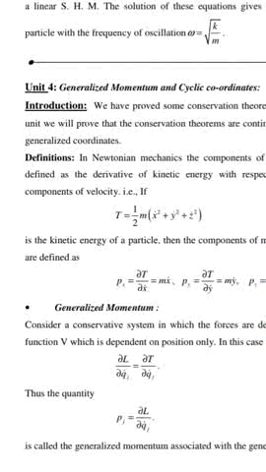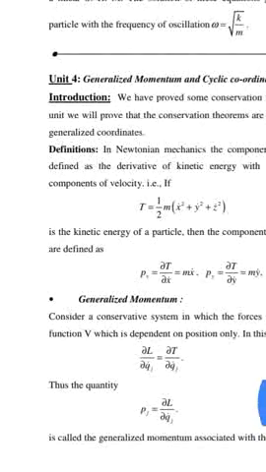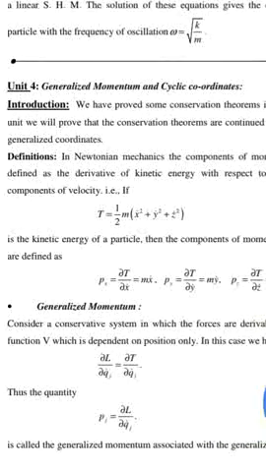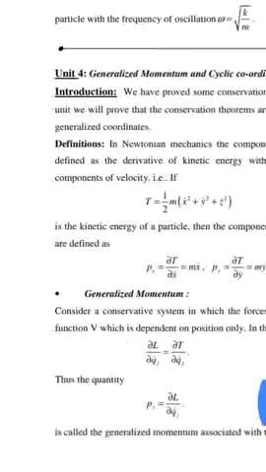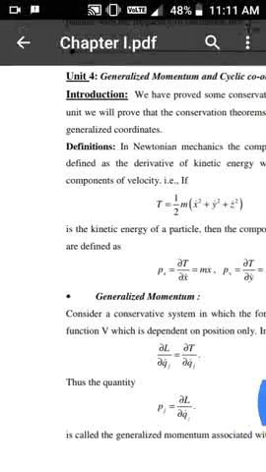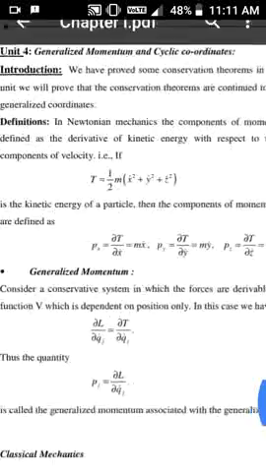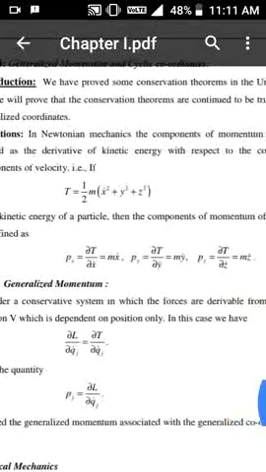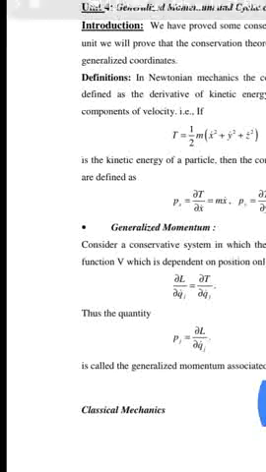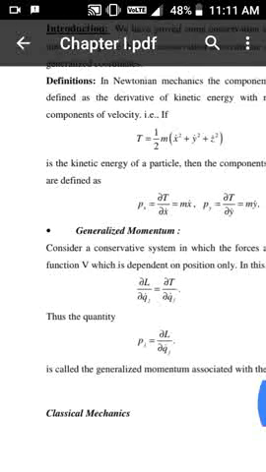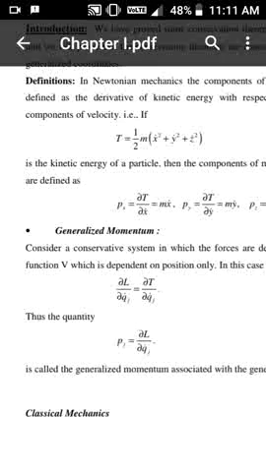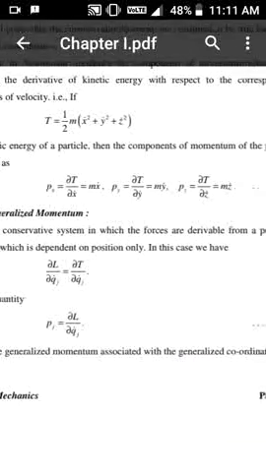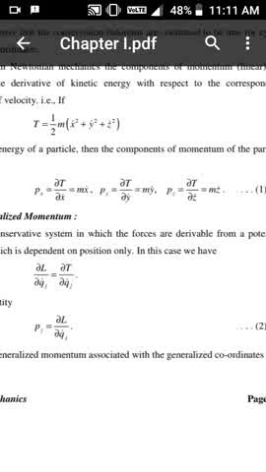Last point, generalized momentum and cyclic coordinate. Definition for generalized momentum. In Newtonian mechanics, the components of linear momentum are defined as the derivative of kinetic energy with respect to the corresponding components of velocity, that is T = (1/2)m(ẋ² + ẏ² + ż²) is the kinetic energy of the particle, and the components of the momentum are defined as p_x = ∂T/∂ẋ = mẋ, p_y = ∂T/∂ẏ = mẏ, and p_z = ∂T/∂ż = mż.